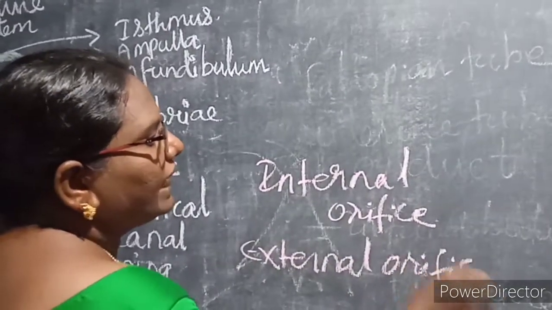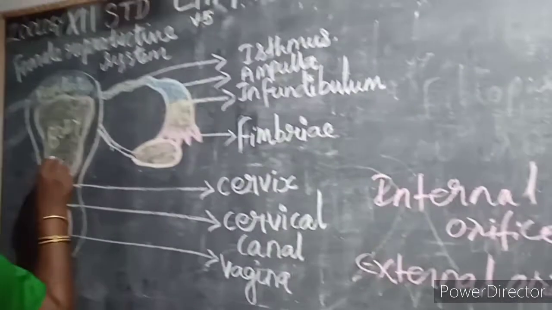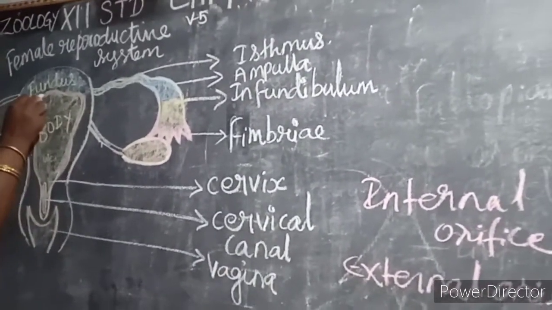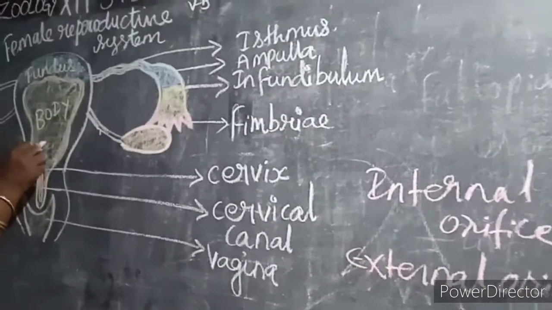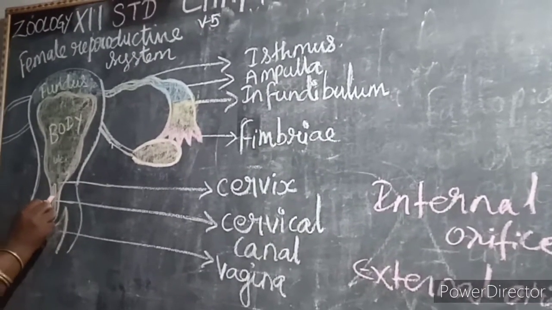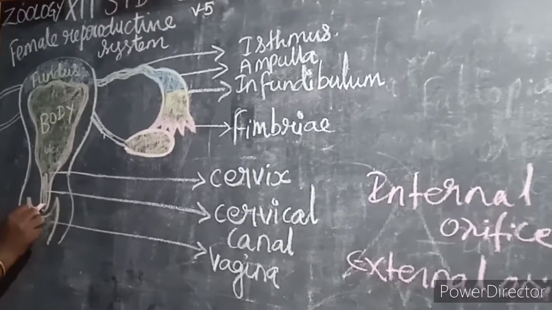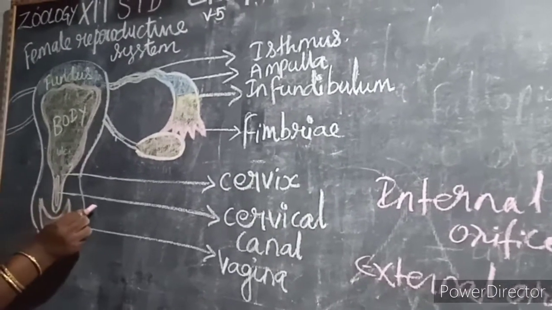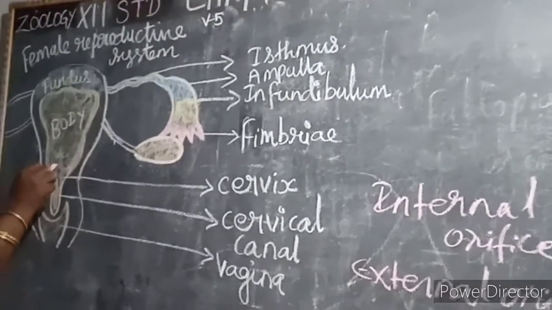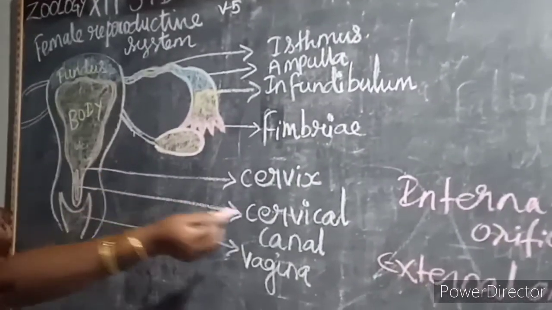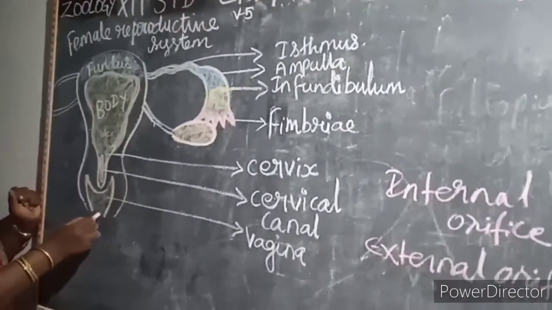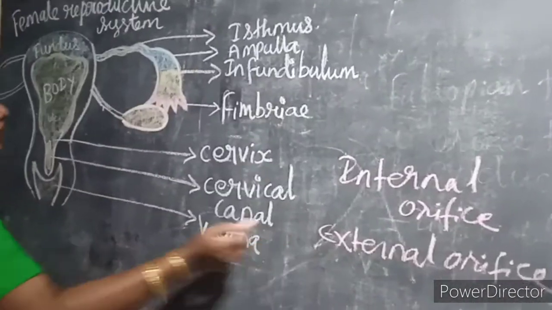So what is the major portion of the uterus? That is called what? Body. And the portion anterior to the body is called what? Fundus. The uterus communicates with the vagina through what? Through the cervix. A narrow canal inside the cervix is called the cervical canal. The cervix opens to the uterus through the internal orifice. The cervix opens to the vagina through the external orifice.